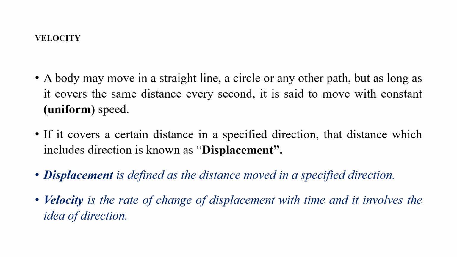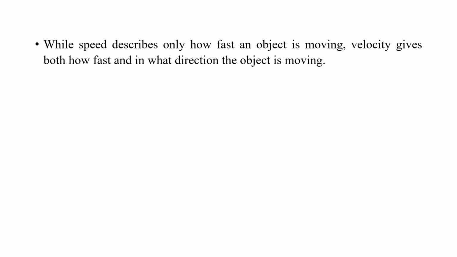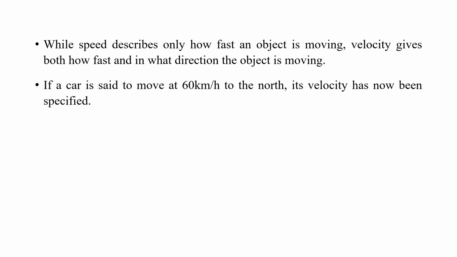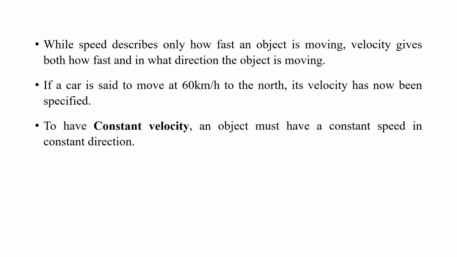Velocity is the rate of change of displacement with time, and it involves the idea of direction. While speed describes only how fast an object is moving, velocity gives both how fast and in what direction the object is moving. If a car is said to move at 60 km per hour to the north, its velocity has now been specified. To have constant velocity, an object must have a constant speed in a constant direction.